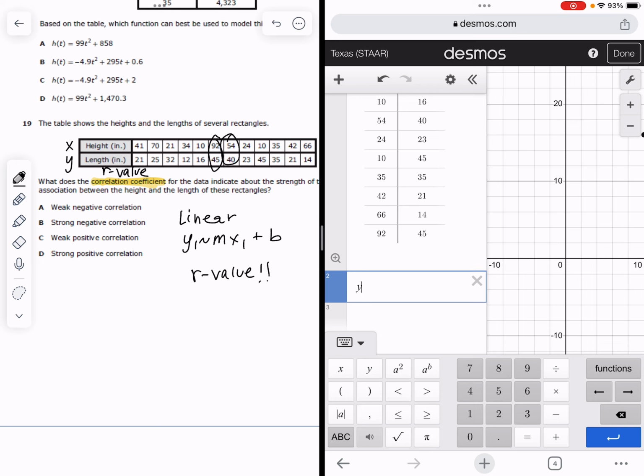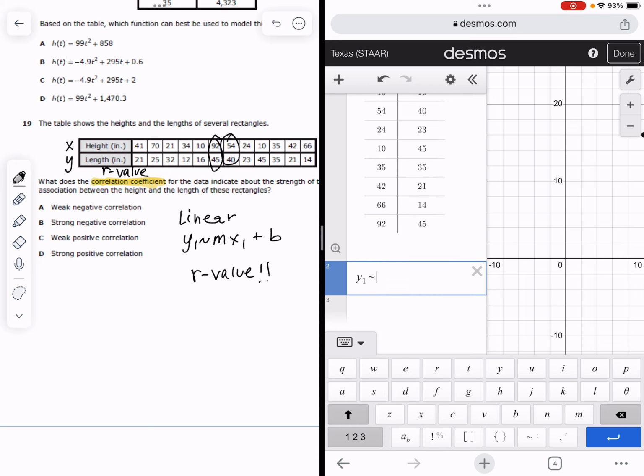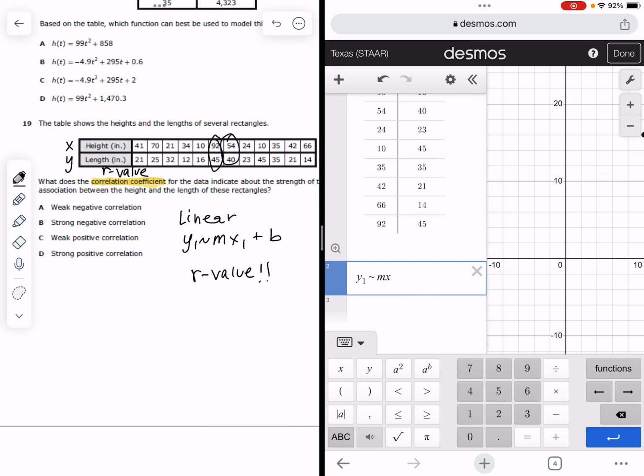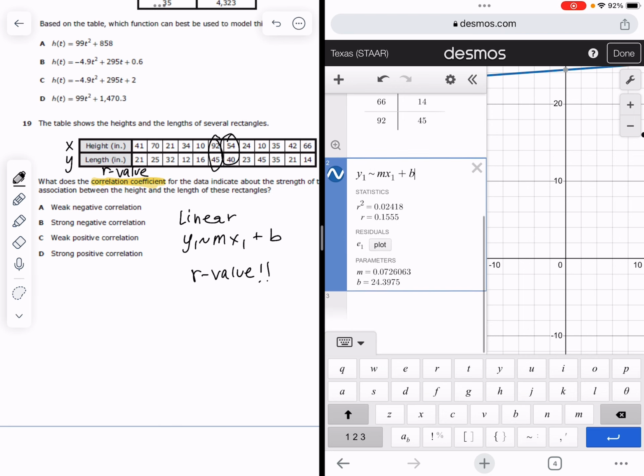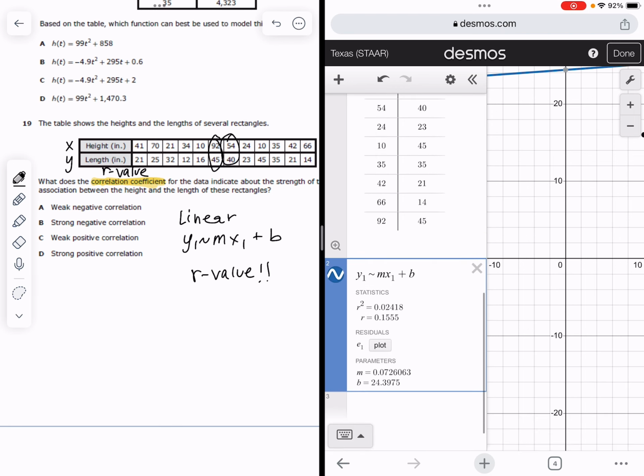And so when I type in y1 tilde m x1 plus b, you don't care about the m and the b, you care about the R value, which in this case is 0.1555. Okay, and so when you're looking at that R value, you can kind of just focus on this number right here, the two numbers after the decimal point.